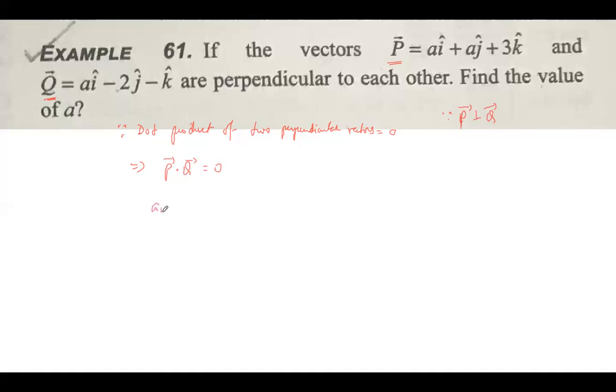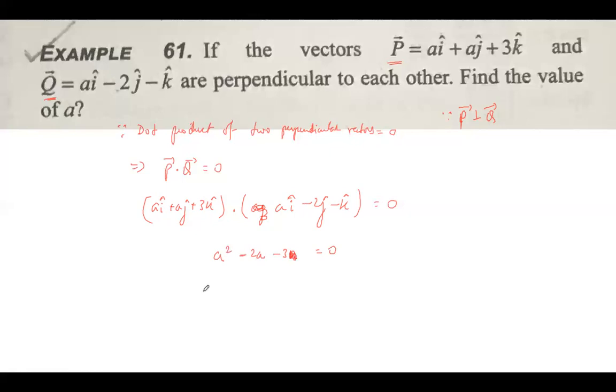so P dot Q will be equal to 0. So P is Ai plus Aj plus 3k, dot Ai minus 2j minus k. This is equal to 0. So A into A is A square. A into minus 2 is minus 2A. And 3 into minus k is minus 3. So this is equal to 0.